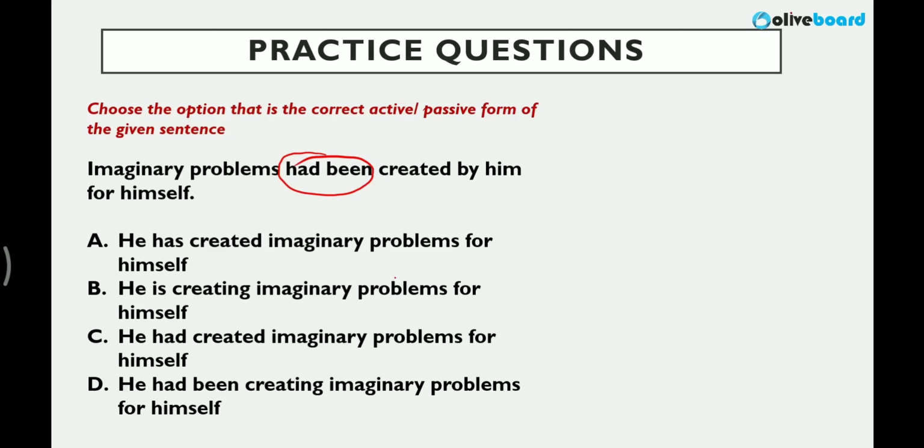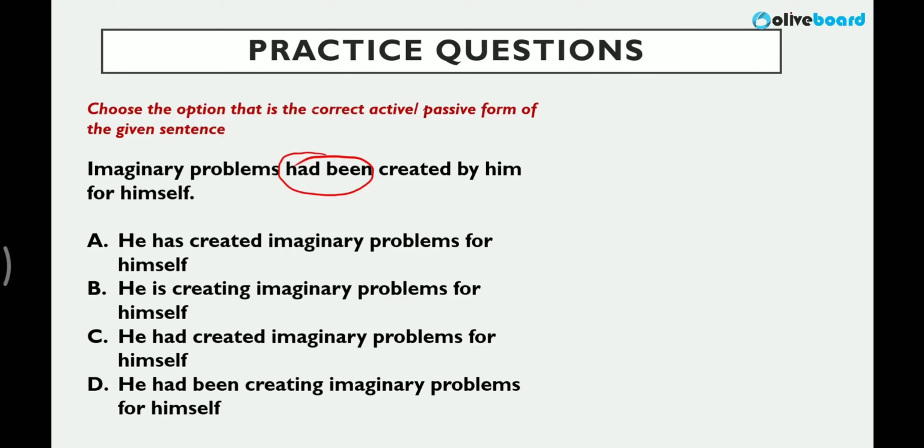No change is made in the tense of the subject, obviously. In the passive form, you have seen the structure, how we follow it, right? So here, which is the correct option? Had is mentioned. This is perfect tense, definitely. So you know in passive it becomes had been.